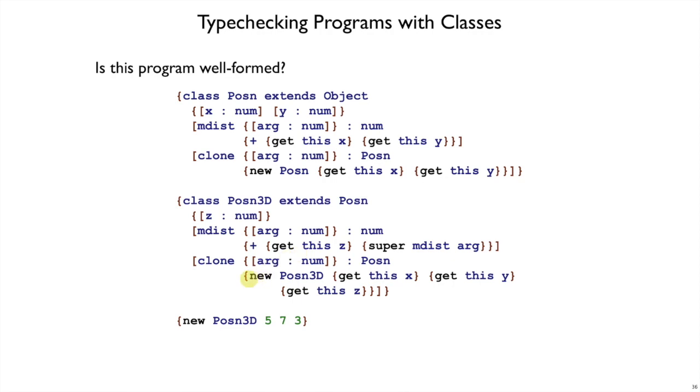The only question is, should we be able to return a Posn3D when we've said that we're going to return a Posn? And the answer is yes, because the idea is that every Posn3D should be usable as a Posn. So returning a Posn3D is consistent with that declaration, which means that we're going to need a notion of subtyping. That is, the type of this expression is going to be Posn3D, which is not exactly the same as the declared type Posn, but we're going to say that Posn3D is a subtype of Posn, and therefore this will be allowed.